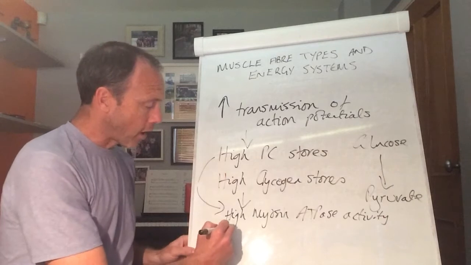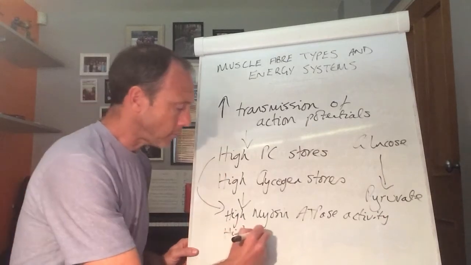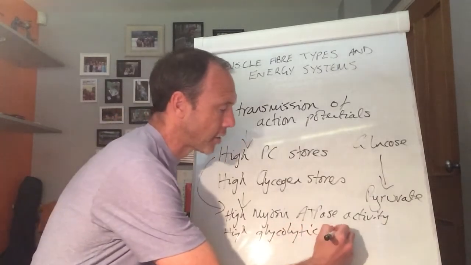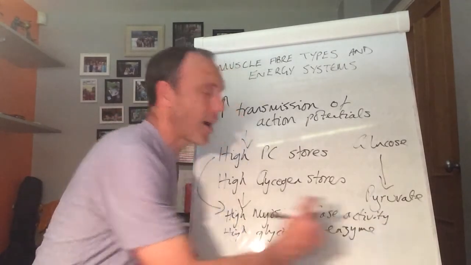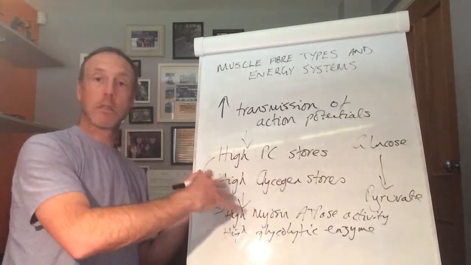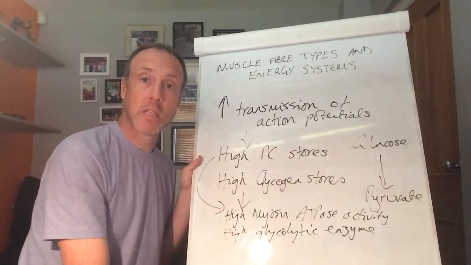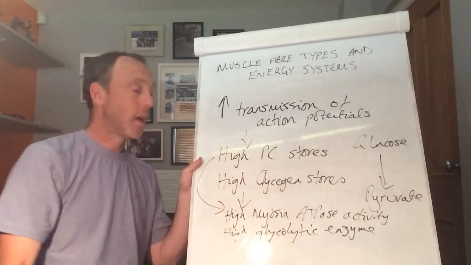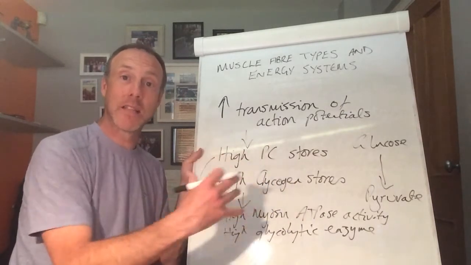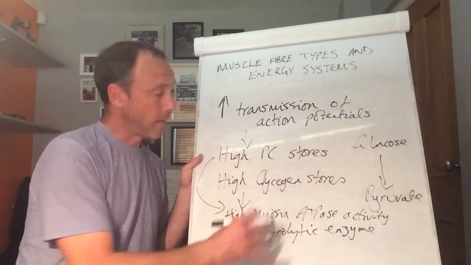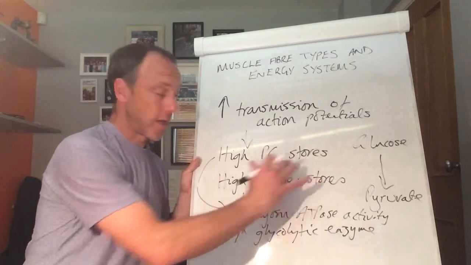What we've also got is a high level of glycolytic enzyme activity as well. After the 8 to 10 seconds in which PC stores supply energy, or aid in the resynthesis of ATP to provide energy in these high intensity muscle fibers, glycolysis will kick in, because ultimately we run out of phosphocreatine.